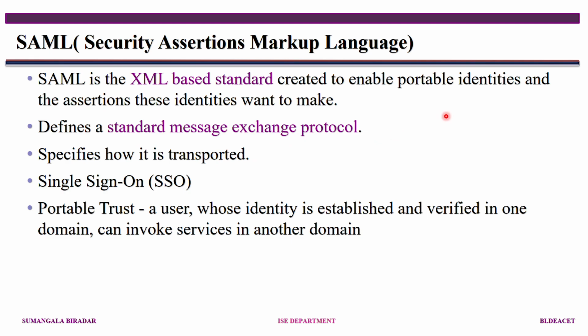With the help of that, if both entities want to communicate, the requester wants to access the services, then the provider has to provide the services. Before that, the provider and requester have to prove themselves through mutual authentication. For proving that, they have to exchange their identities. That is what you call portable identities, and the assertions these entities want to make here.